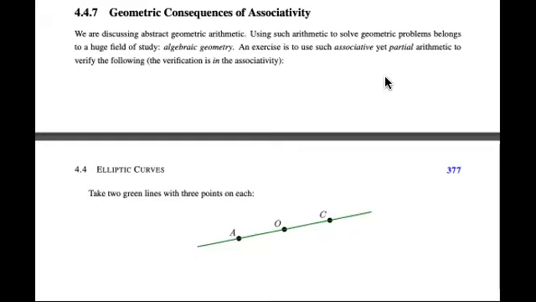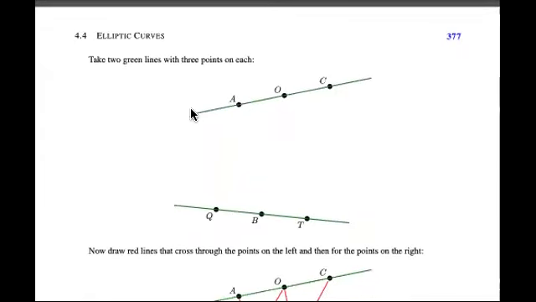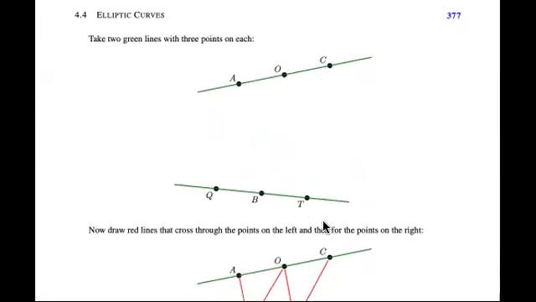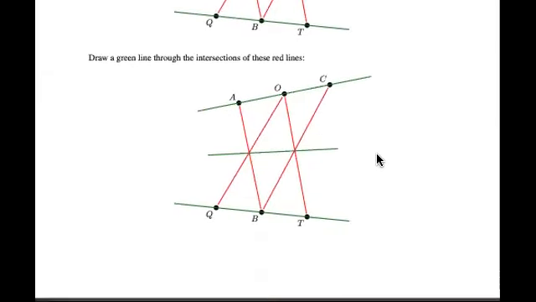All right, so let's look at a problem. Let's suppose that we have two green lines and we have some points on one and points on another in order like this, and then we choose to draw some red lines to connect them in a crisscross pattern like this. Then we say, hey, look at those two intersections. Let's draw a line through them. So we draw a line through them.